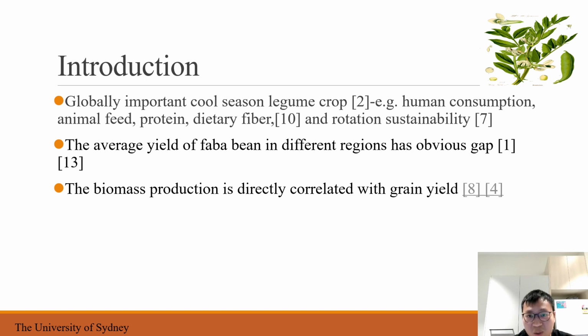From the FAO database, the global average yield of faba bean is only 1.8 tons per hectare between 2012 and 2014. While the average yield of faba bean in different regions has an obvious gap, as we all know, achieving higher yield is the ultimate goal of any crop breeding program. Therefore, it's important to know that biomass production is directly correlated to grain yield.